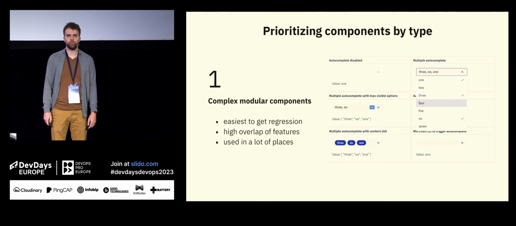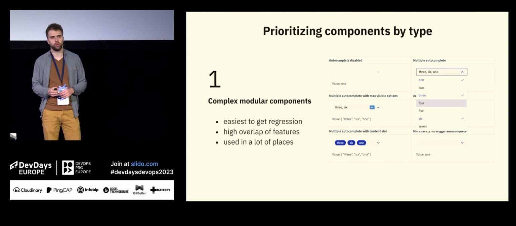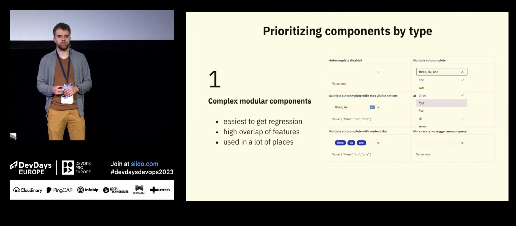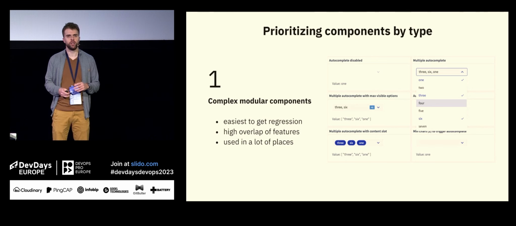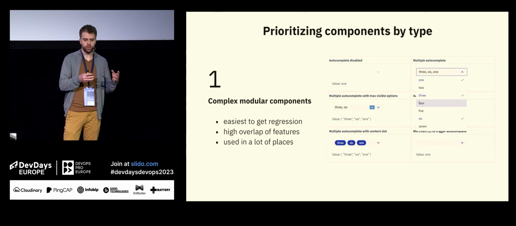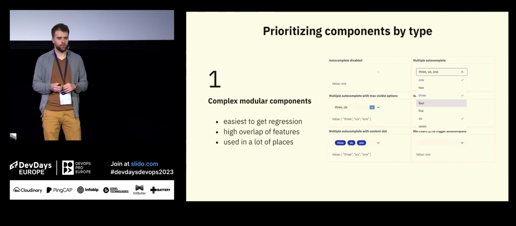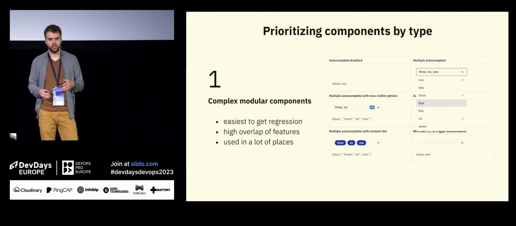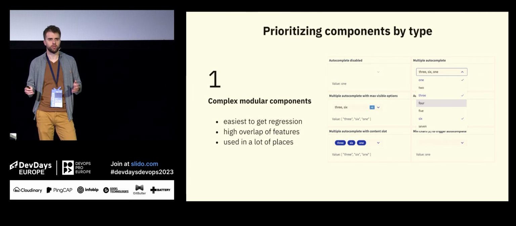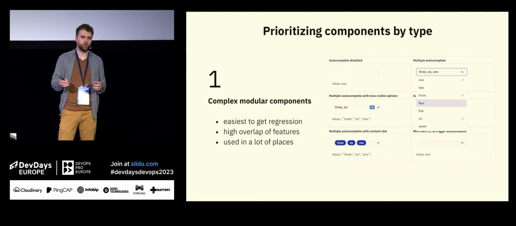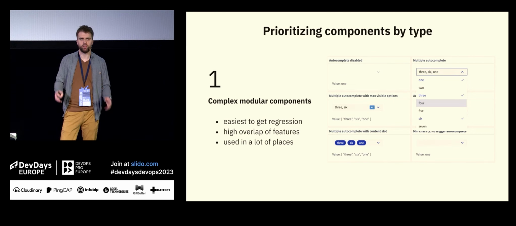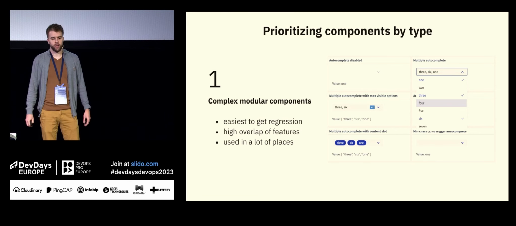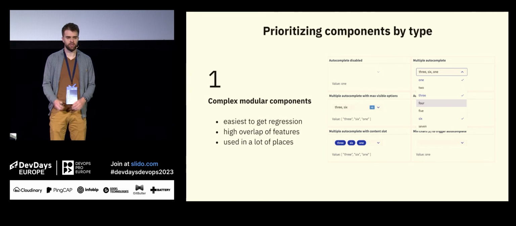So when you're working on Storybook, you might want to prioritize certain components over other components. Especially that's the case if you didn't use Storybook before and you're only integrating it into a project. So I think the first thing you should bother with storybooking is complex modular components, such as select, maybe data tables if you have them, form components, maybe something specific to a business that is logic packed. And the reason is that it's very easy to get regression.